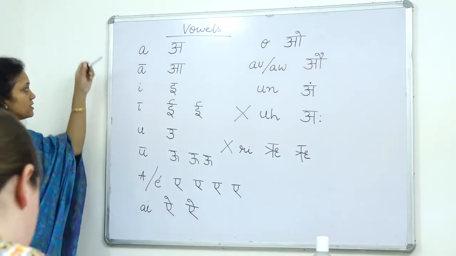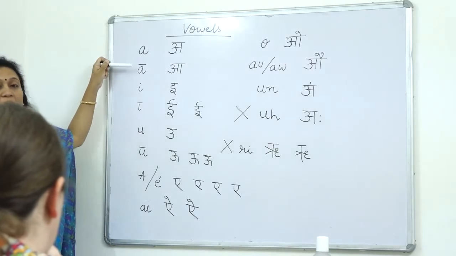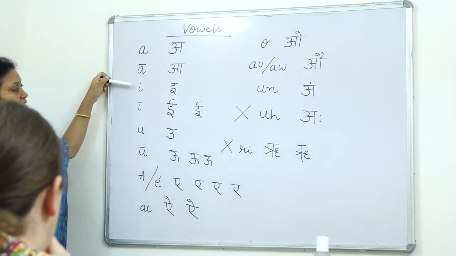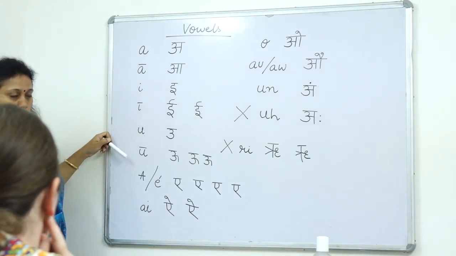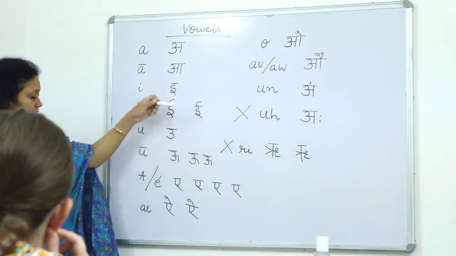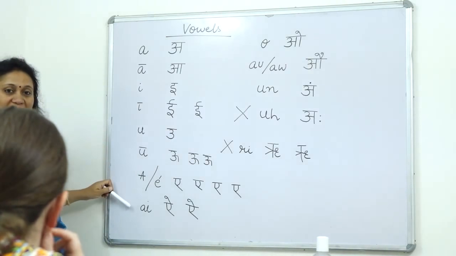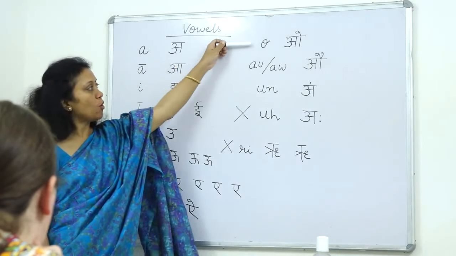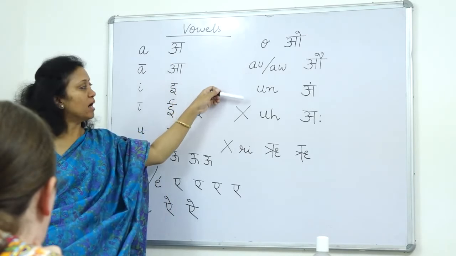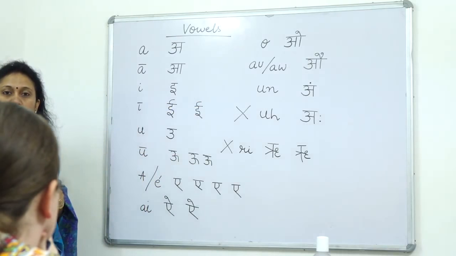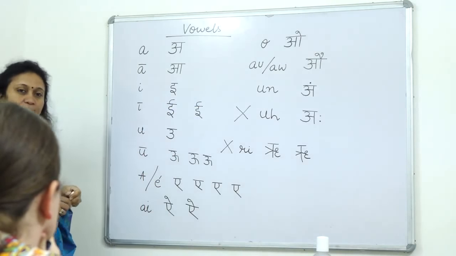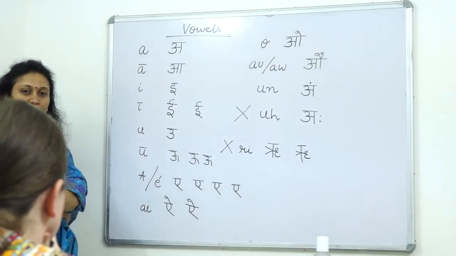So when you say this, it is a, i, u, ri, e, o, an. Okay, just say that. Sure. Okay.